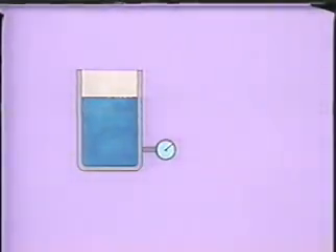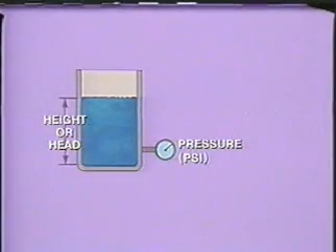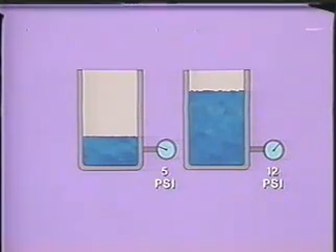A column of water stored in a tank also has potential energy. We can measure this potential energy in terms of pressure, or in units of height or head. The pressure that is exerted by a column of water is determined by the height of the liquid or head. The higher this column is, the greater the amount of pressure that will be exerted at the bottom of the tank.